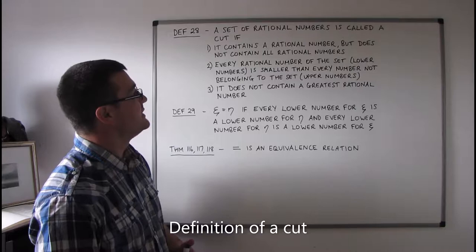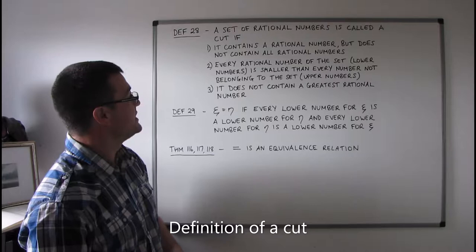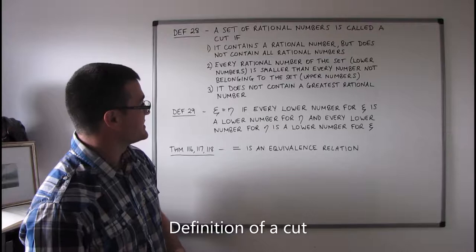So definition 28, a set of rational numbers is called a cut if it contains a rational number but does not contain all rational numbers. Every rational number of the set is smaller than every number not belonging to the set, and it does not contain a greatest rational number.